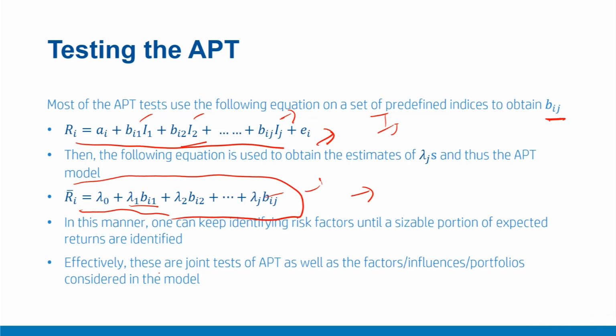Moreover, effectively these tests are not only tests of APT, but they are essentially joint tests of APT as well as the factors or influences or portfolios, the IJs, that are involved in the model. So it's a sort of joint test between APT as well as the IJs or the factors.